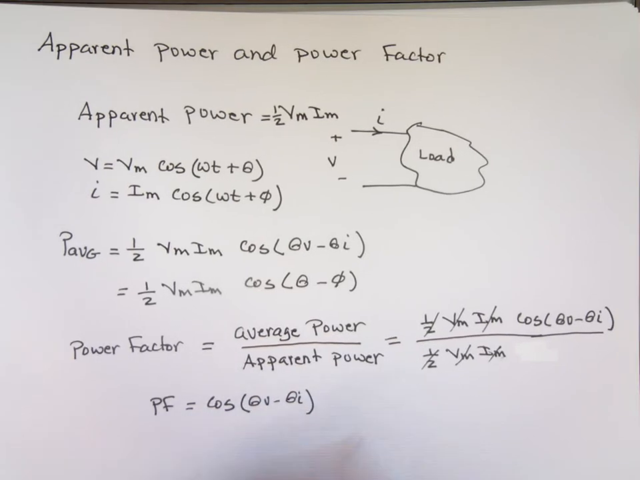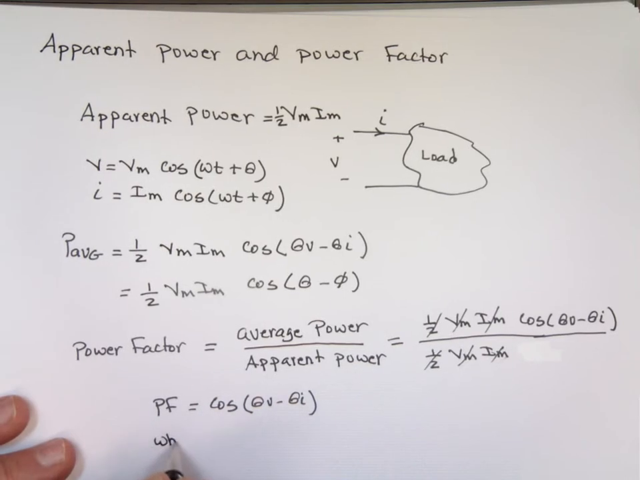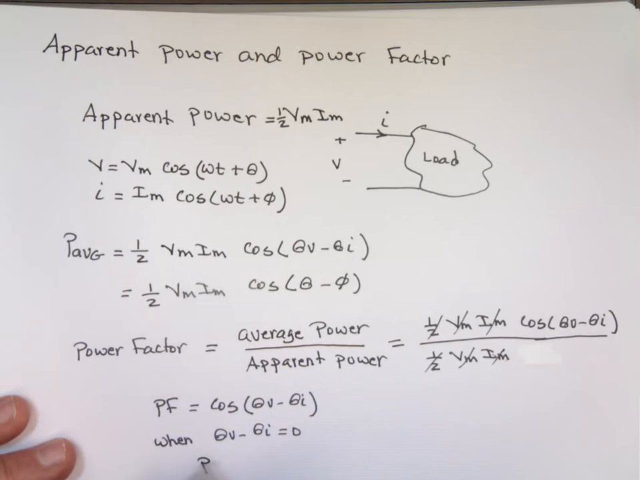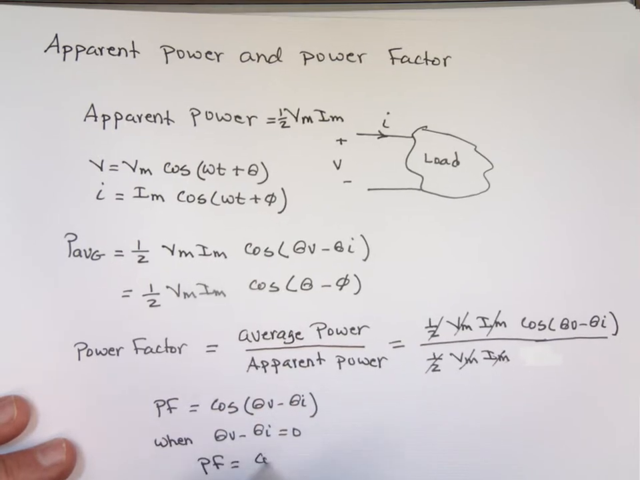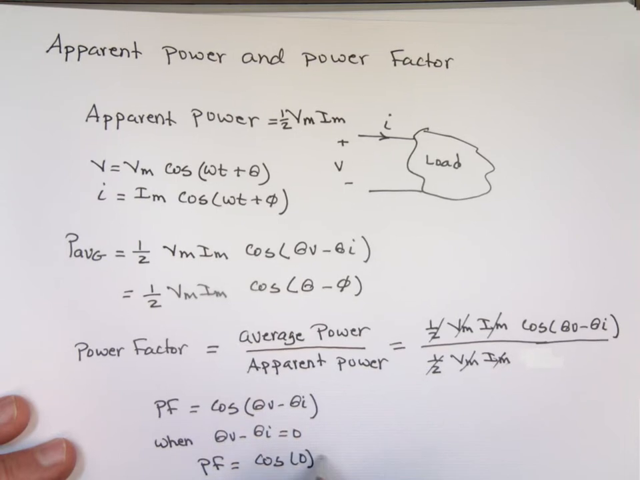Now, your power factor, ideally, you want it to be what? 1. That's the maximum you can have. That's when these two are in phase. When theta V minus theta I equals 0, the power factor is going to be what? Cosine of 0, which is what? 1.